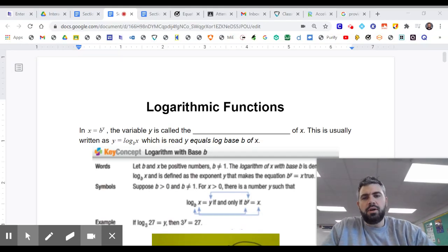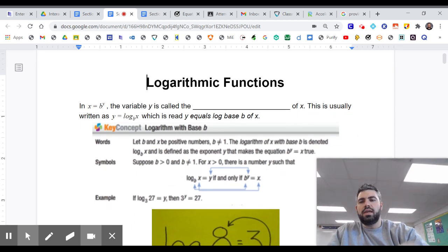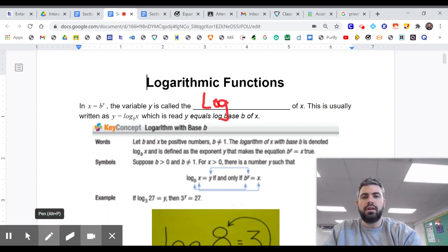Hi guys, today we're going to be talking about section 3.2, which is on logarithmic functions. So what is a logarithmic function? Well, it is a log function.